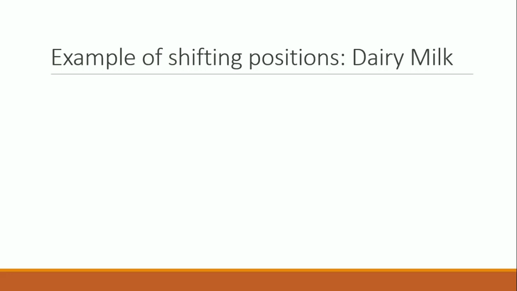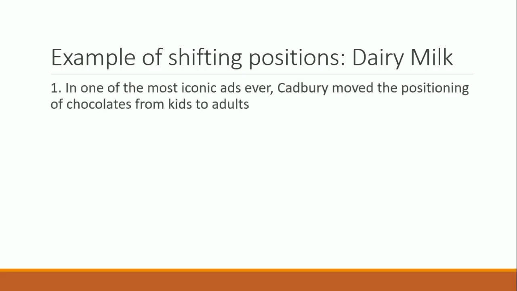Now, in this case, I'm talking about the classic example of Dairy Milk. When Dairy Milk was started, it was a chocolate, and back then chocolates were something that was meant for kids. Adults never used to eat it. It was something that was meant specifically for the kids. However, all of that changed when Dairy Milk ran one of its biggest campaigns.